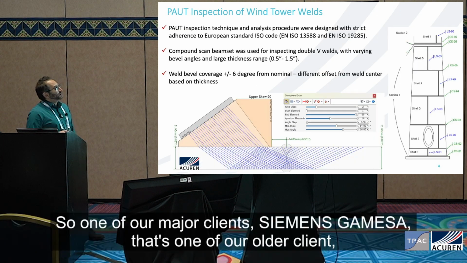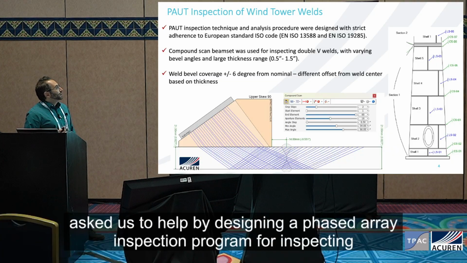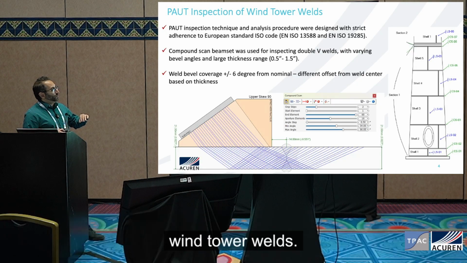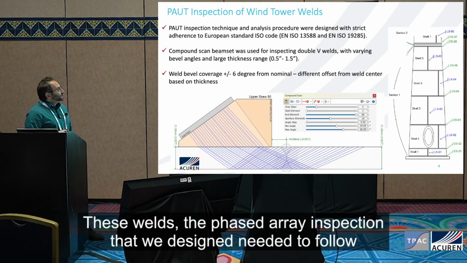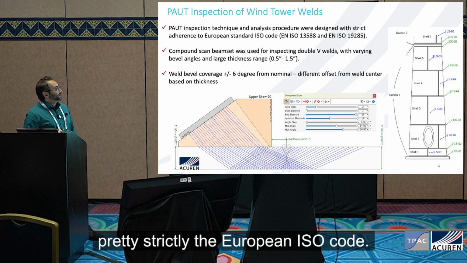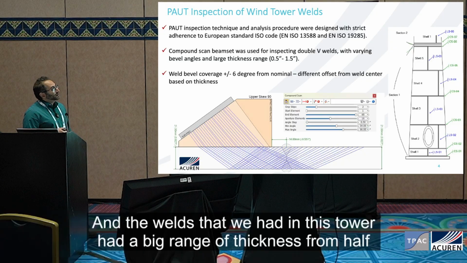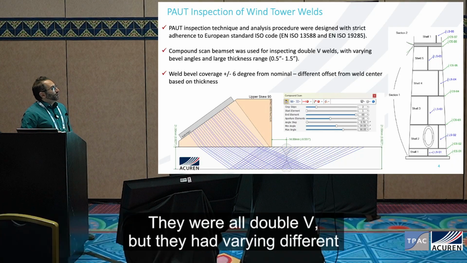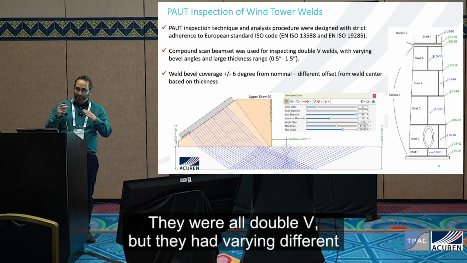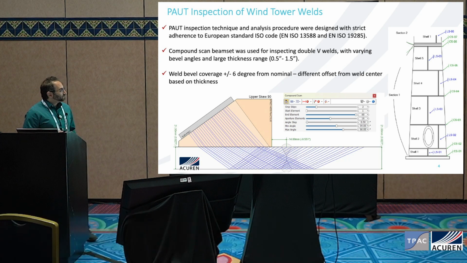So one of our major clients, Siemens Gamesa, that's one of our older clients, asked us to help by designing a phase array inspection program for inspecting wind tower welds. The phase array inspection that we designed needed to follow pretty strictly the European ISO code. And the welds in this tower had a big range of thickness, from 0.5 inch to 1.5 inch. They were all double V, but they had varying angles in different sections.